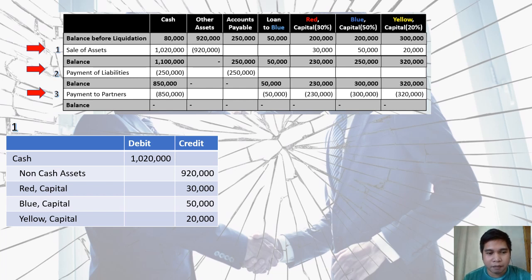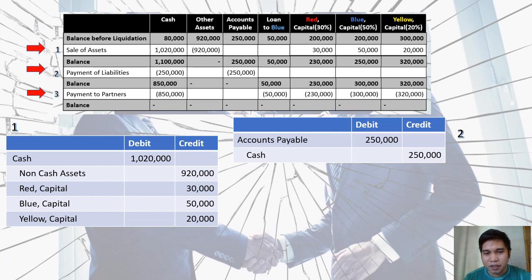Ngayon, magki-credit din tayo ng Red Capital 30,000 kasi nga nagkaroon tayo ng gain ng 30,000 from sale of the assets. Kay Blue naman meron tayong 50,000, kay Yellow Capital meron tayong 20,000 pesos. So, payment of liabilities, madali lang naman yan, magbayad ka lang. Basic, debit tayong accounts payable, then credit tayo ng cash 250,000 pesos.